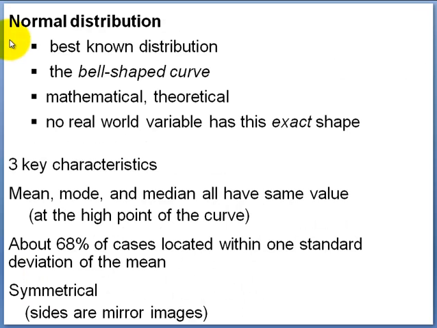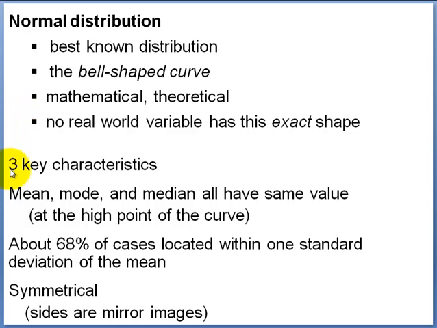The best by far known distribution in statistics is the normal distribution, also called the bell-shaped curve. Now, I do want to say as we begin discussion that no real-world variable has the exact shape of the normal distribution. The normal distribution is abstract, it's mathematical, it's a theoretical distribution.